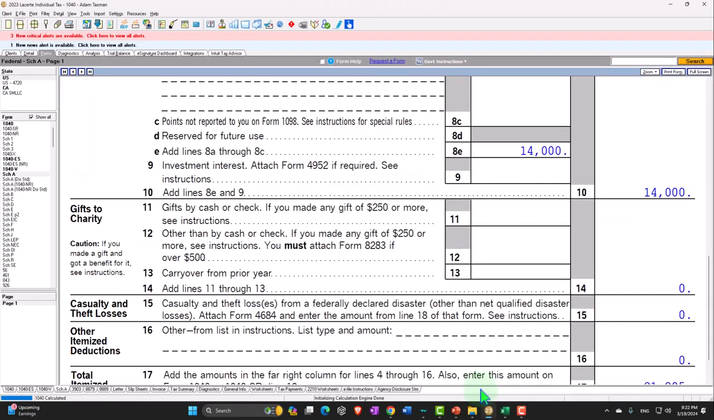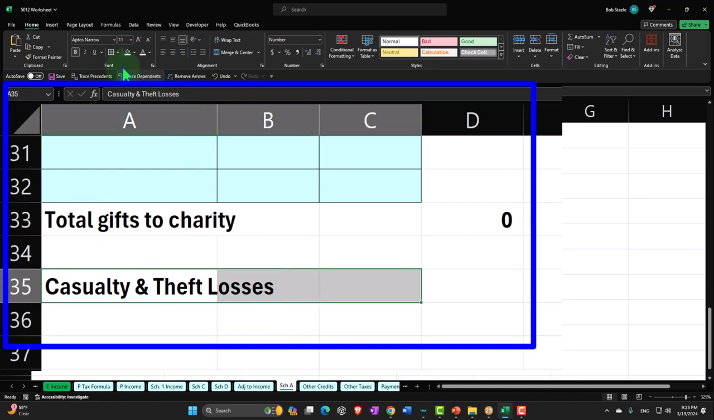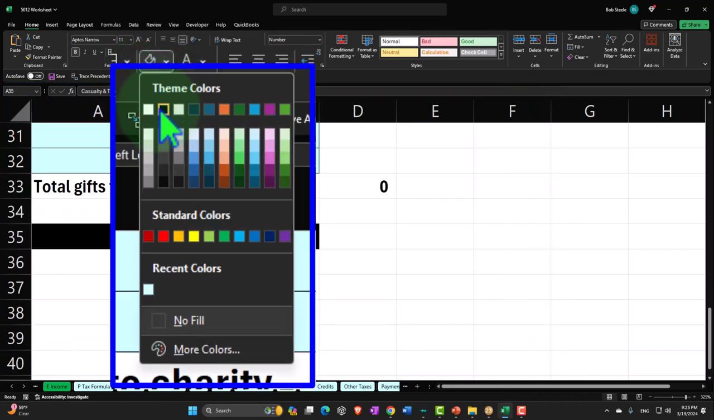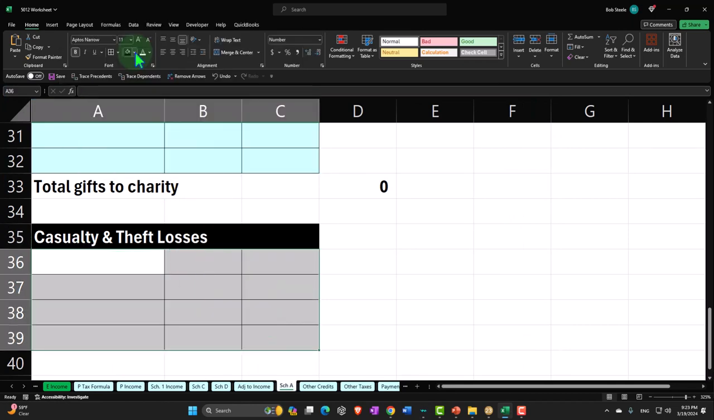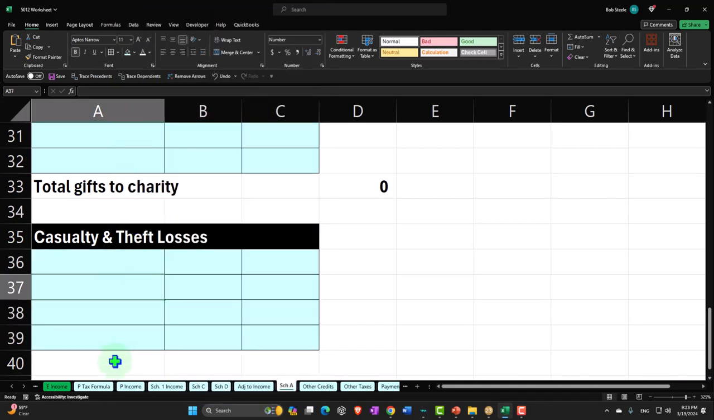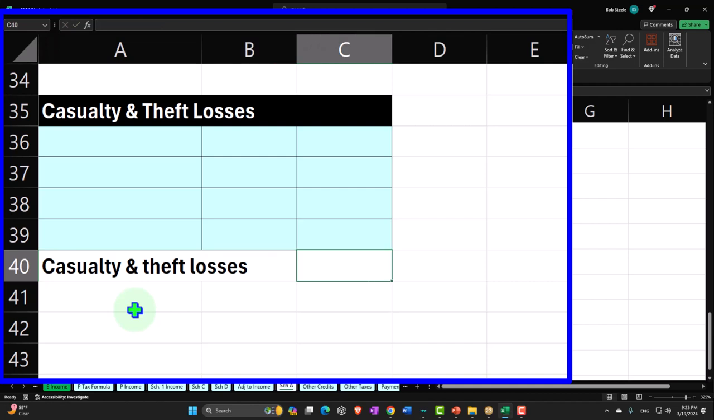And then we're gonna say then casualty and theft losses, which are severely limited. Casualty and theft losses. And we'll make that black and white. And we don't usually get those anymore. You get your store looted and they just say it's your own dang fault. Build it again and make more stuff free for the looters or something. Casualty and theft losses, summing that up.